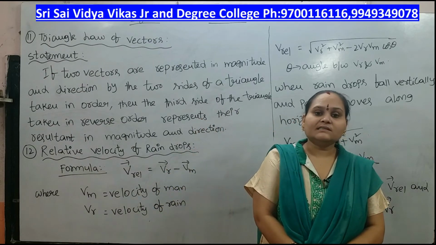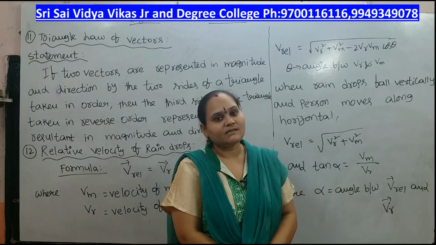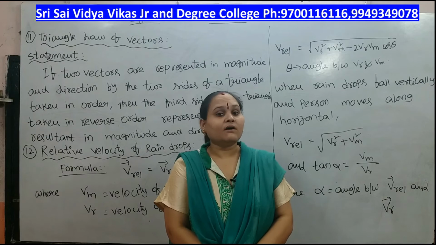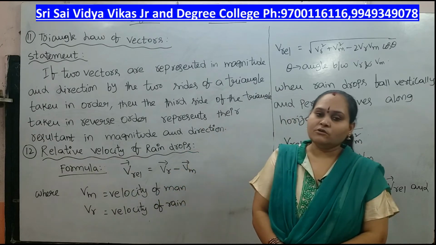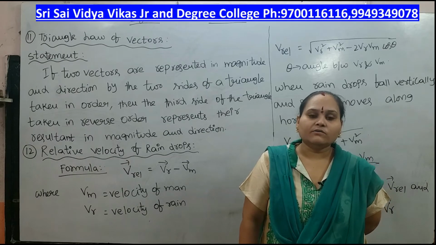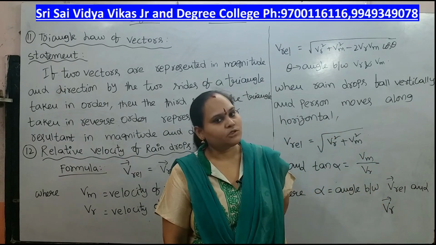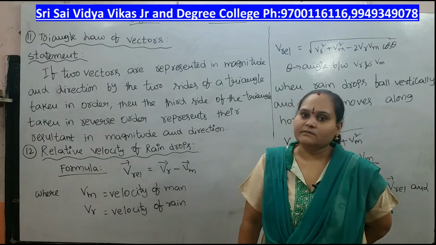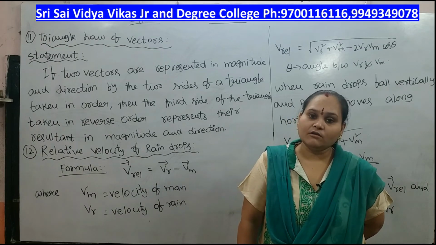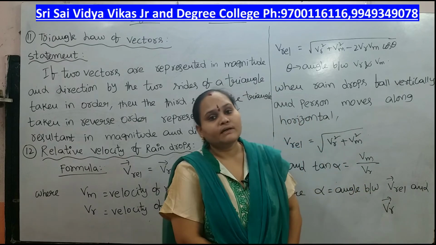Here theta is the angle between vector B and the resultant R, and alpha is the angle between the resultant R and the vector A. So, we calculate the resultant magnitude R equal to square root of A square plus B square plus 2AB cos theta, and the direction can be calculated using tan alpha equal to B sin theta by A plus B cos theta.